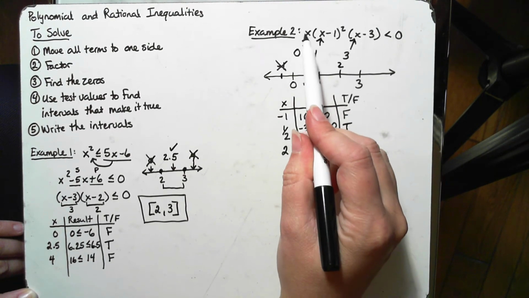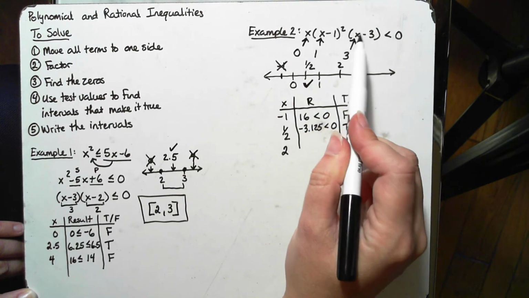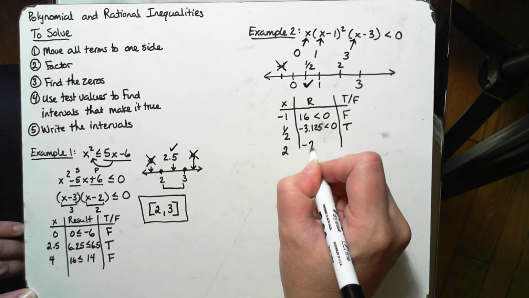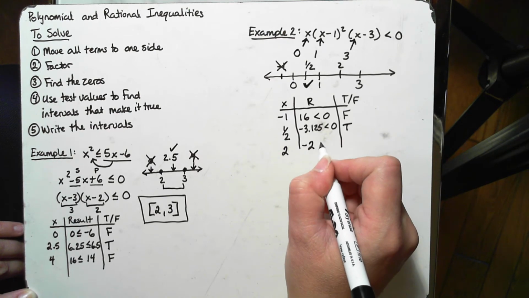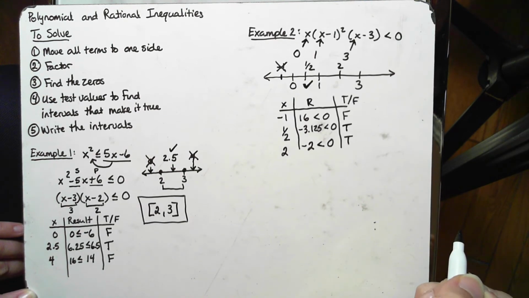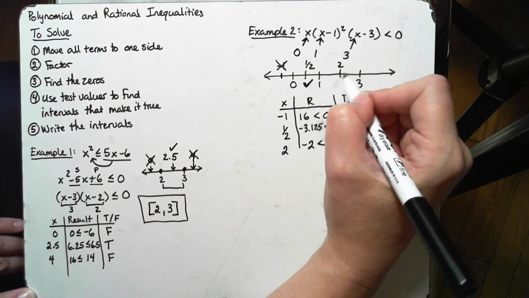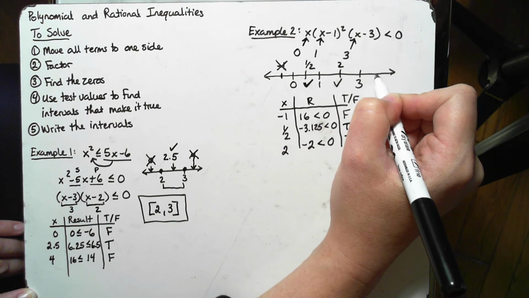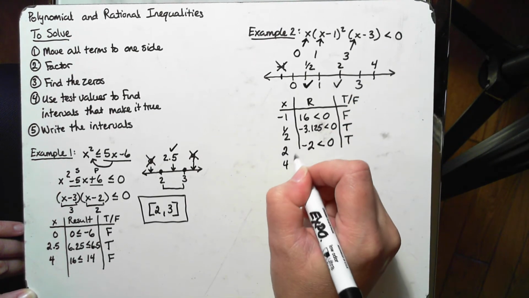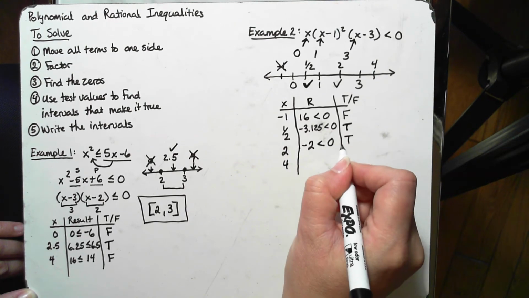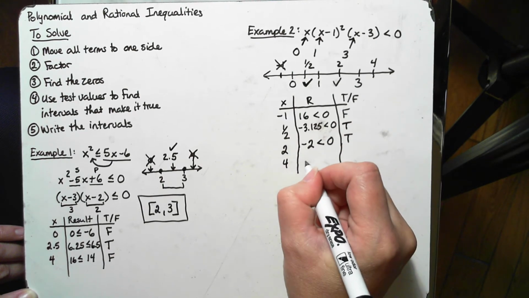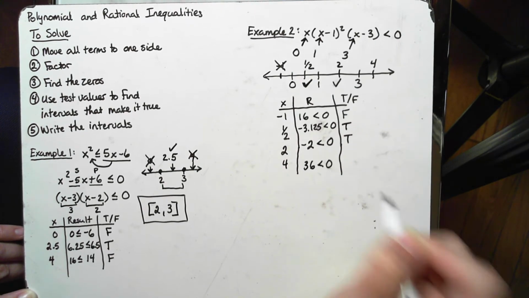So when I put in 2, I would do 2 times 2 minus 1 squared times 2 minus 3. And I find out that I get -2. So is -2 less than 0? Yes, it is. Now finally, I have to pick a number that is greater than 3. So I'm going to do 4. 4 is definitely greater than 3. So I'm going to take 4 and put it in, and I end up with 36 is less than 0.